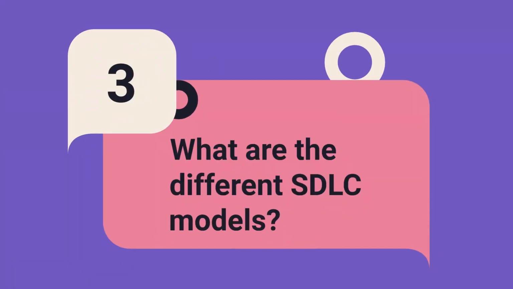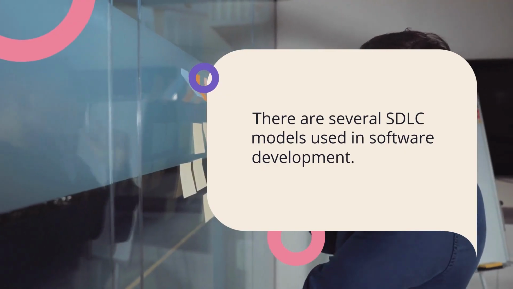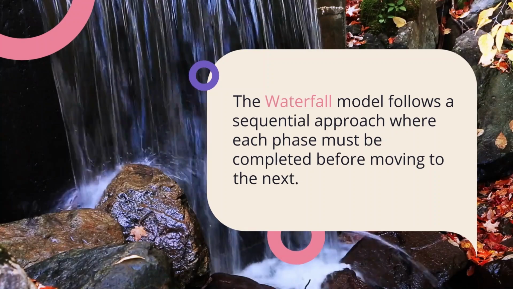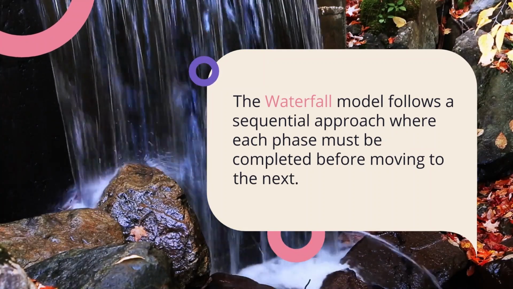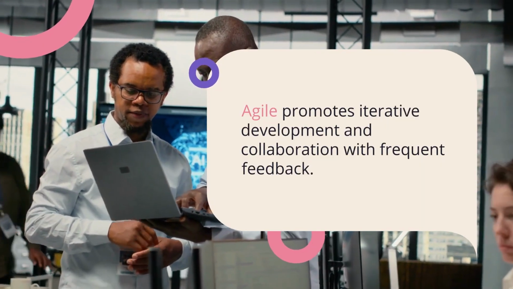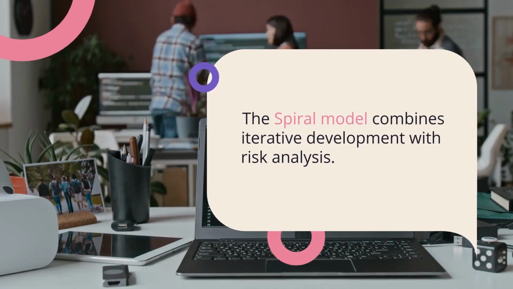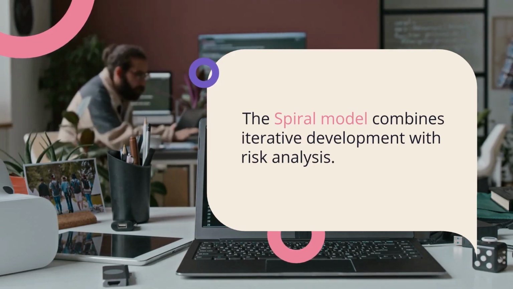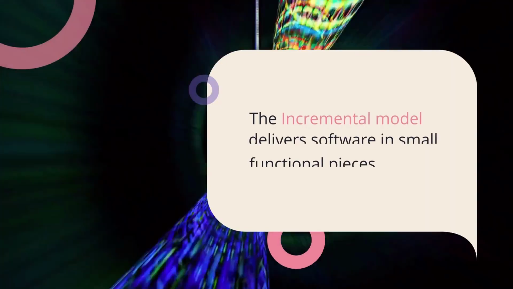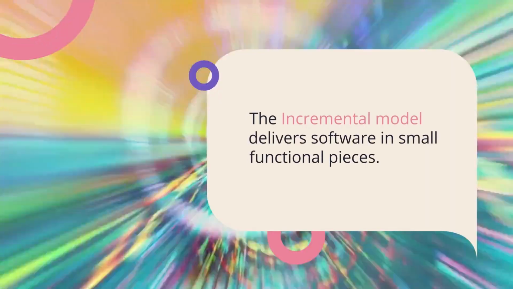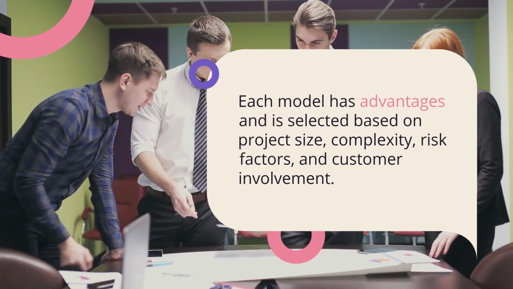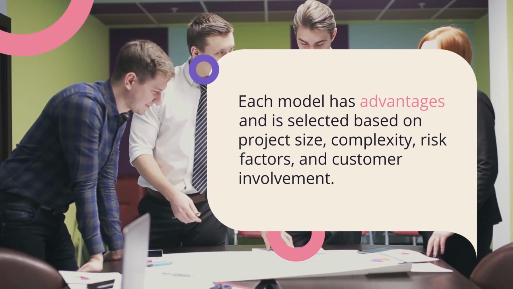3. What are the different SDLC models? There are several SDLC models used in software development. The waterfall model follows a sequential approach where each phase must be completed before moving to the next. Agile promotes iterative development and collaboration with frequent feedback. The spiral model combines iterative development with risk analysis. The V model emphasizes verification and validation at each stage. The incremental model delivers software in small functional pieces. Each model has advantages and is selected based on project size, complexity, risk factors, and customer involvement.